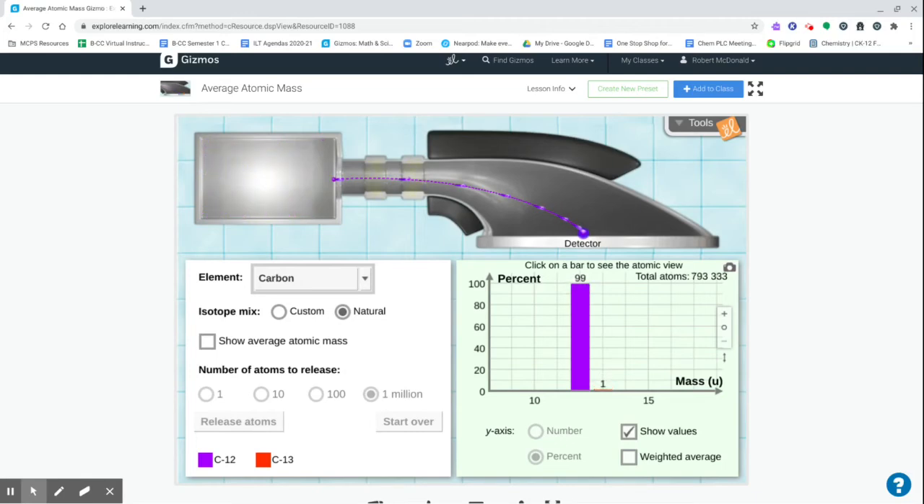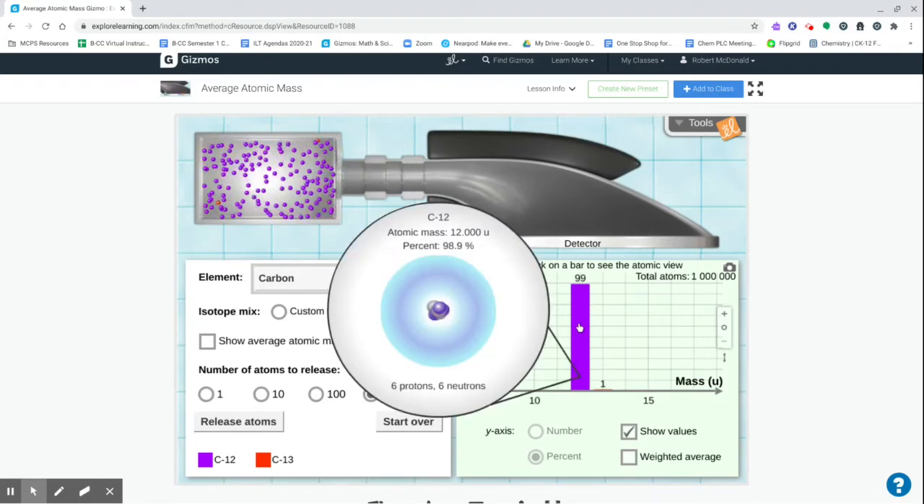Most of the atoms got deflected more and did not go as far on the detector. Most of them were carbon-12 atoms. That's 98.9% of the sample. And the mass of carbon-12 is 12.000 atomic mass units. 1.1% of the sample was carbon-13. And carbon-13 actually has a mass of 13.003 atomic mass units. So very close to 13, but not quite 13.